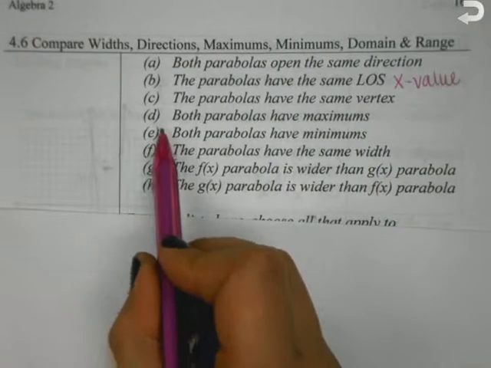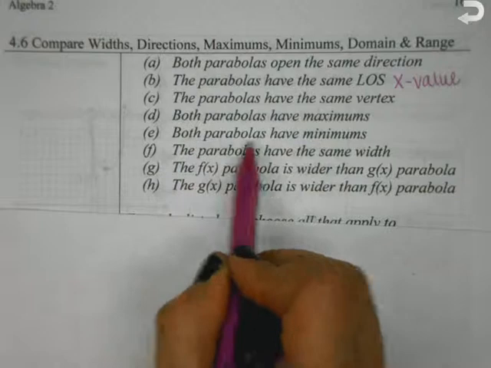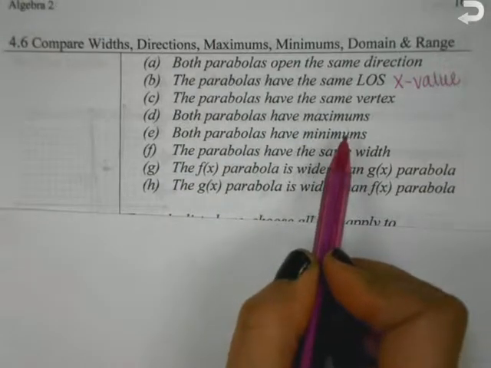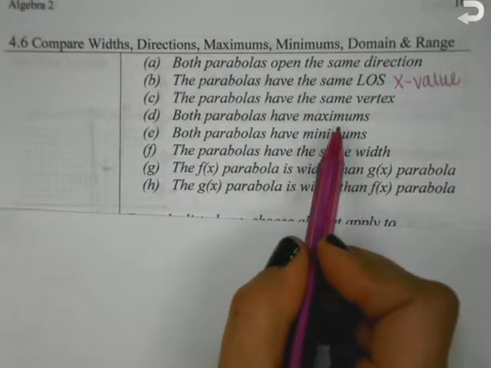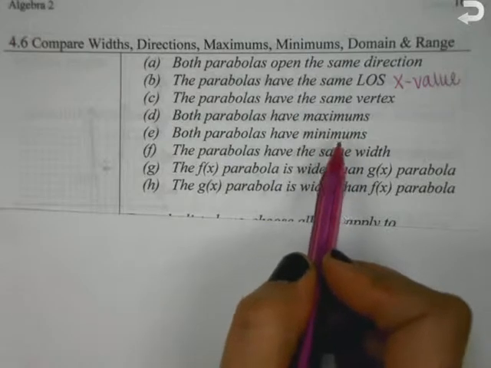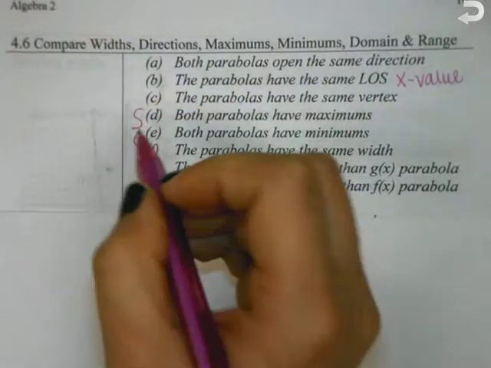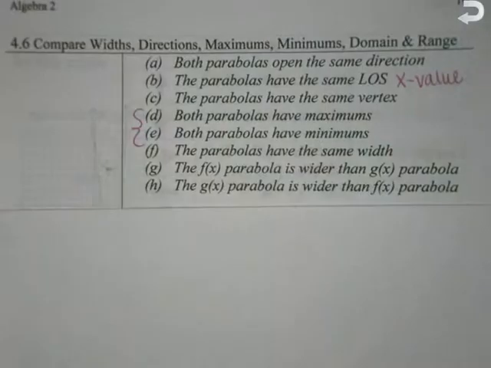D, both parabolas have maximums. E, both parabolas have minimums. Let's pause really there. If both of them have a max, can both of them have a min? No, it has to be one or the other, right? So what I do is I put a little curly bracket right there just to indicate that for those it has to be either one or the other. They're kind of grouped together.